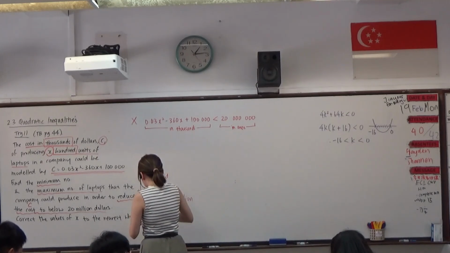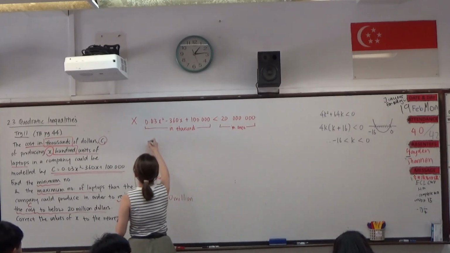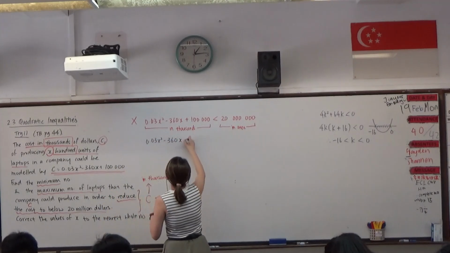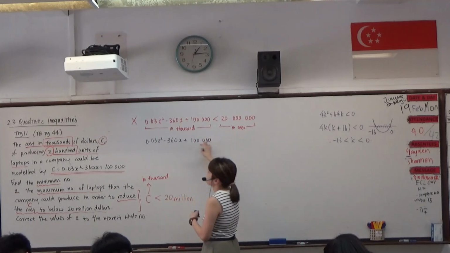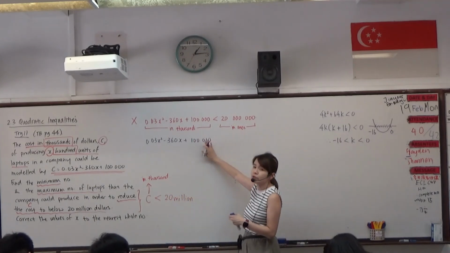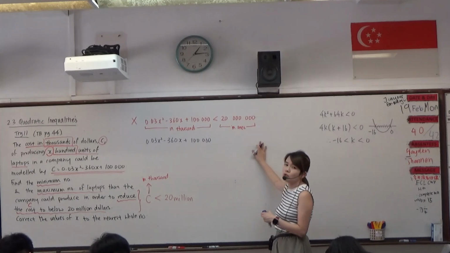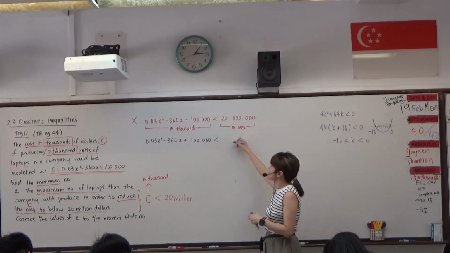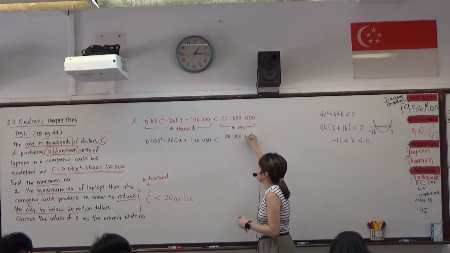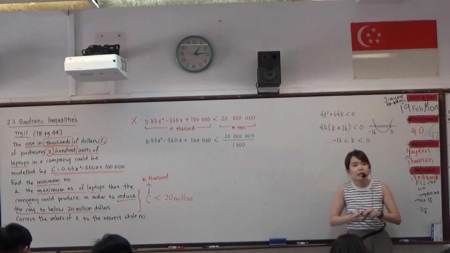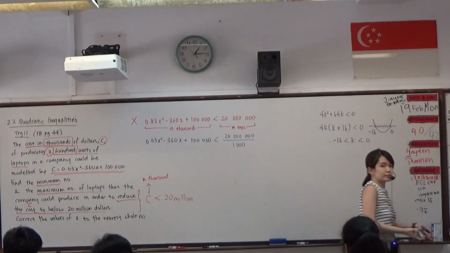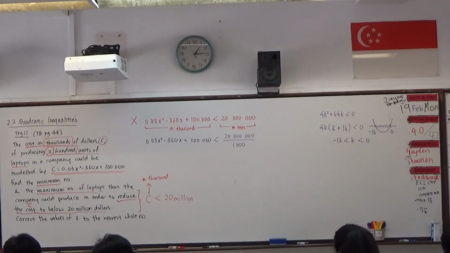We must ensure that the way that it is being measured on both sides of the inequality must be the same. If this were to be in thousands, the right side should also be in thousands. So to convert the 20 million to be in thousands, we just have to divide this by 1,000, so that on both sides, they are now counted in thousands. You understand? Okay.